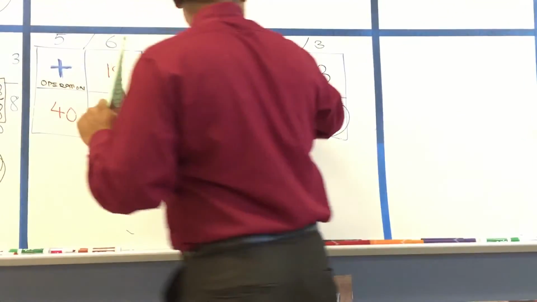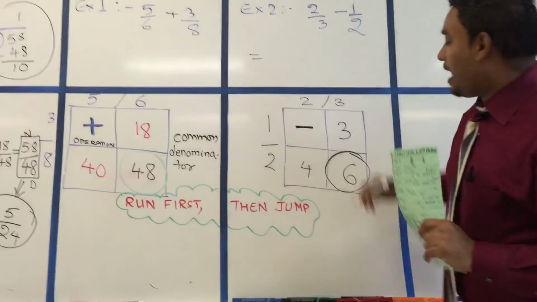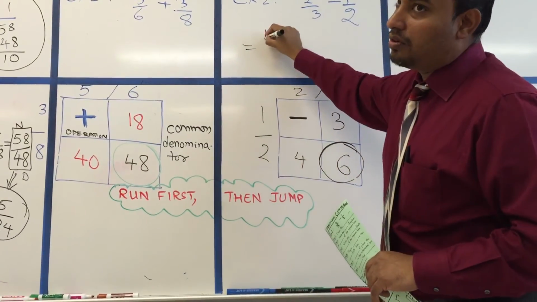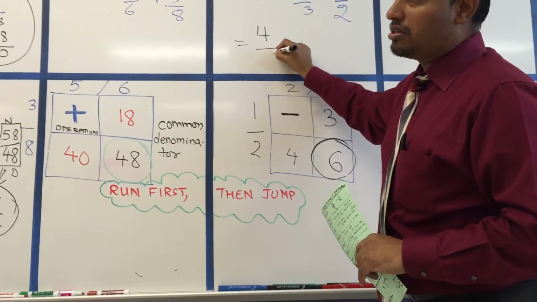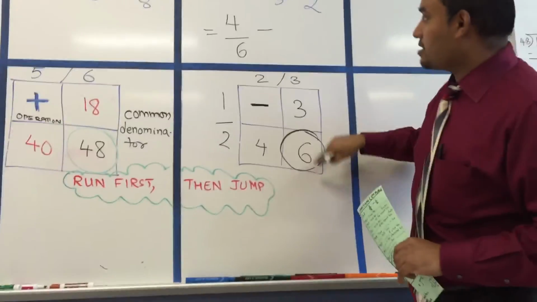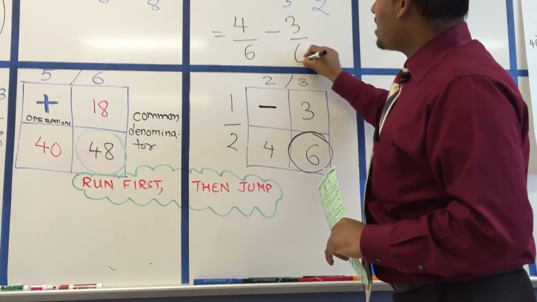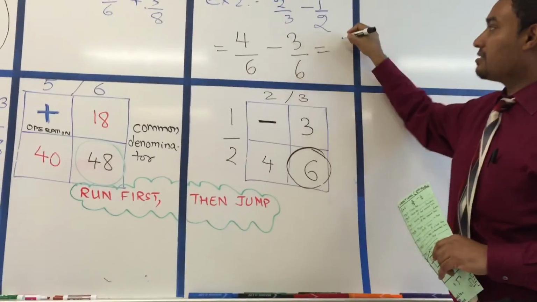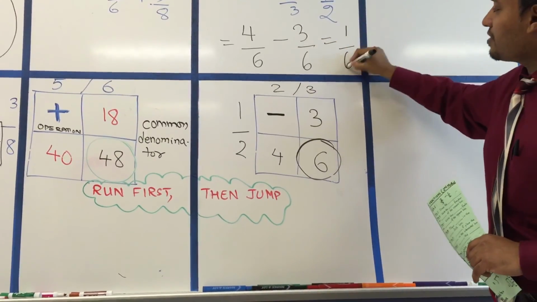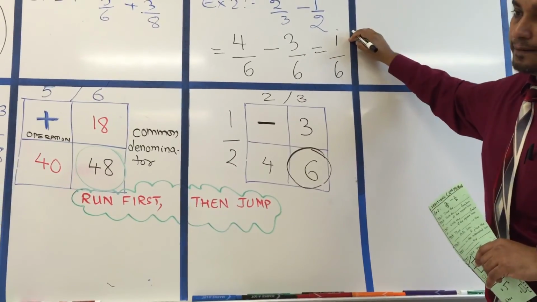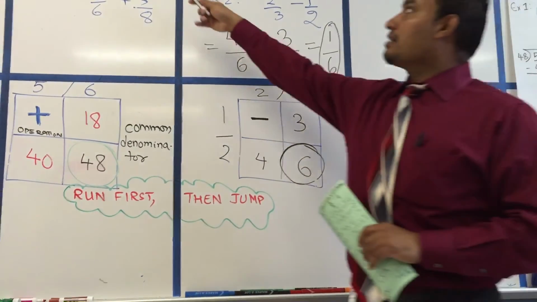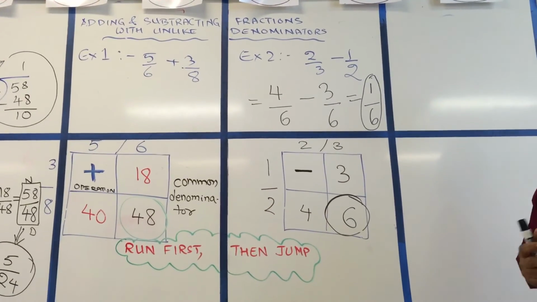Okay, so I'm going to rewrite this. Cassie, help me out to rewrite 2/3 minus 1/2. So run first, so it'll be, wait, I'm sorry, 4 over 6 minus, then the jump, which is 3 over 6, and I get the answer as 1 over 6. Is that simplified? Yes. So this is an easier way to solve adding and subtracting fractions with unlike denominators.